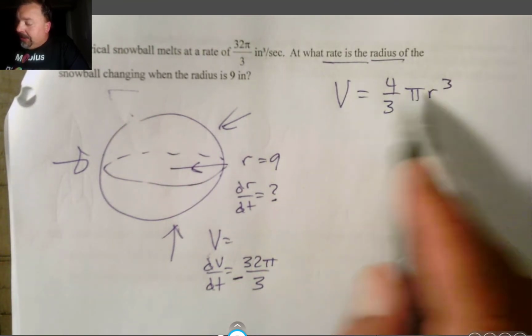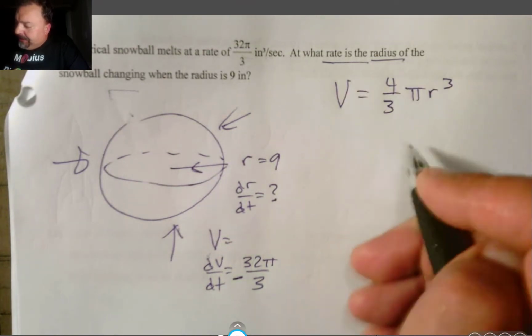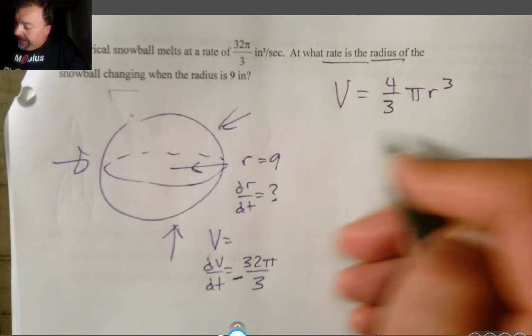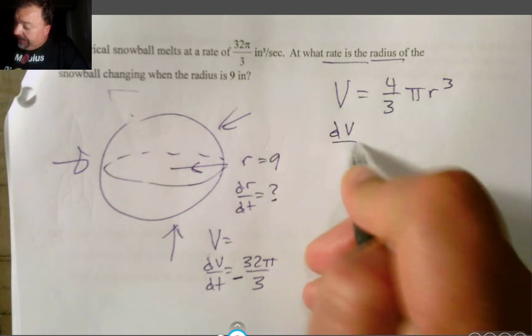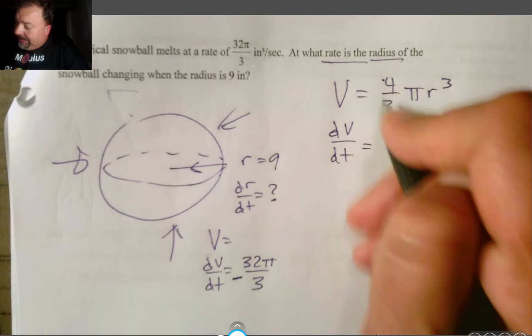You get all these formulas on that formula sheet, or you can just look them up. When you take your test or a quiz, of course you can have these on a note card. And we're going to take the derivative. So we got dV/dt. Do the power rule. So this 3 is going to come out.